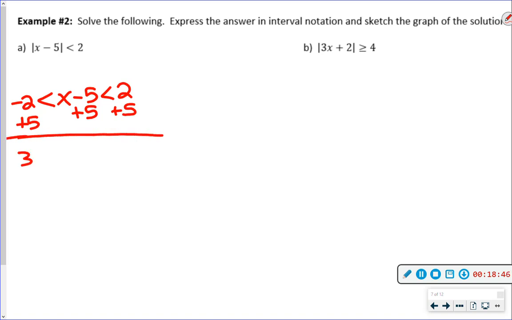So I got 3, 7. So we're going to be in between 3 and 7. And it wants the number line. It wants interval notation. Yeah, I'll do it. So 3, 7, open circles, because we do not have the equal to, and we're in between. I'm going to do my interval.